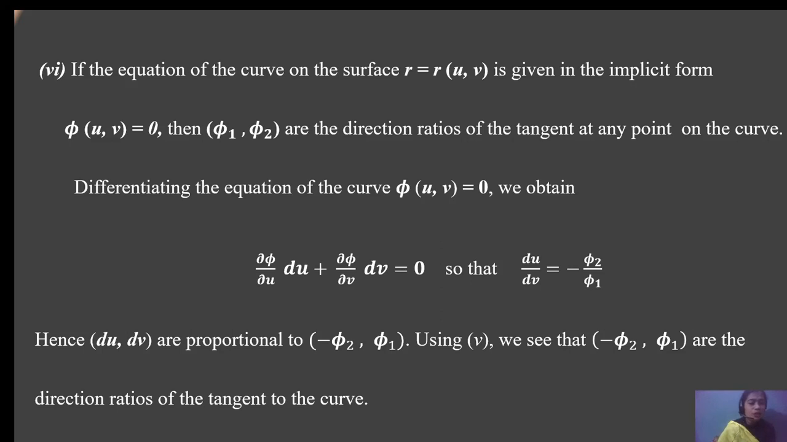Then, if the equation of a curve on the surface r equals r(u,v) is given in implicit form phi(u,v) equals 0, then phi 1 and phi 2 give the direction ratio of any tangent to the curve. Differentiating the equation of the curve phi(u,v) equals 0, we obtain del phi upon del u du plus del phi upon del v dv equals 0, so that du upon dv equals minus phi 2 upon phi 1. Hence du and dv are proportional to minus phi 2 and phi 1, and using this equation, minus phi 2 and phi 1 are the direction ratio of the tangential direction to the curve.